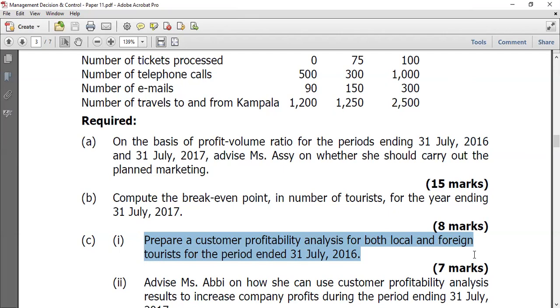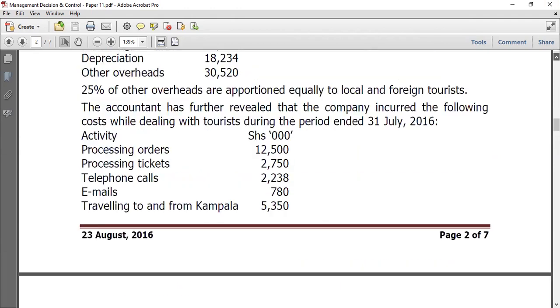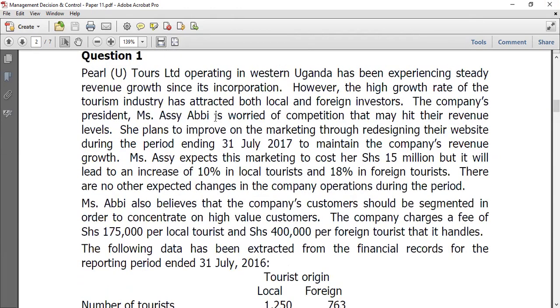But then you said when it comes to costs, we need to add the marketing cost. So that means the marketing cost is only for 2017. Yes, because from the statement, they have told you that she plans to improve the marketing through redesigning their website during the period ending 31st, 2017. So it means the cost will be incurred during this period, and there will be no other change. You get it? Okay.